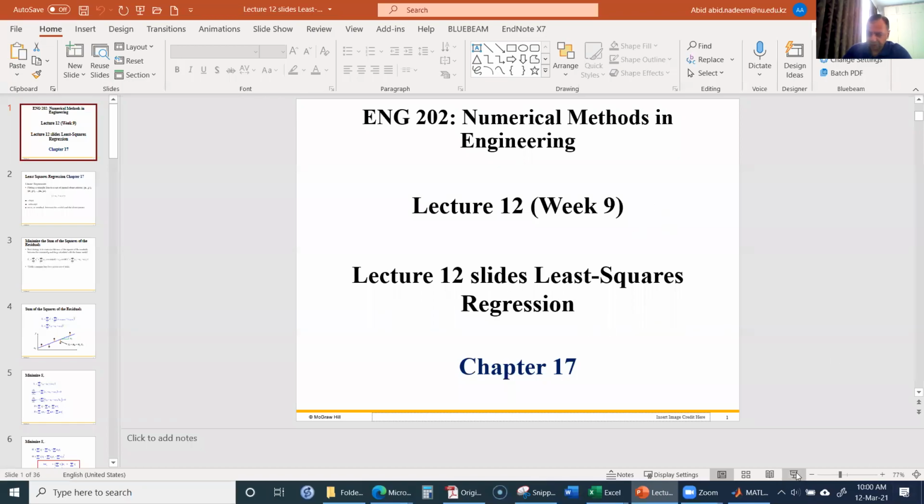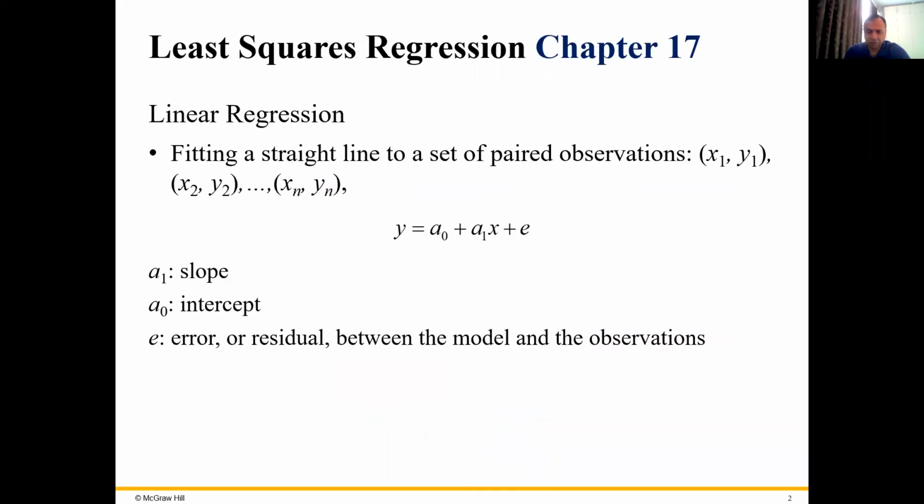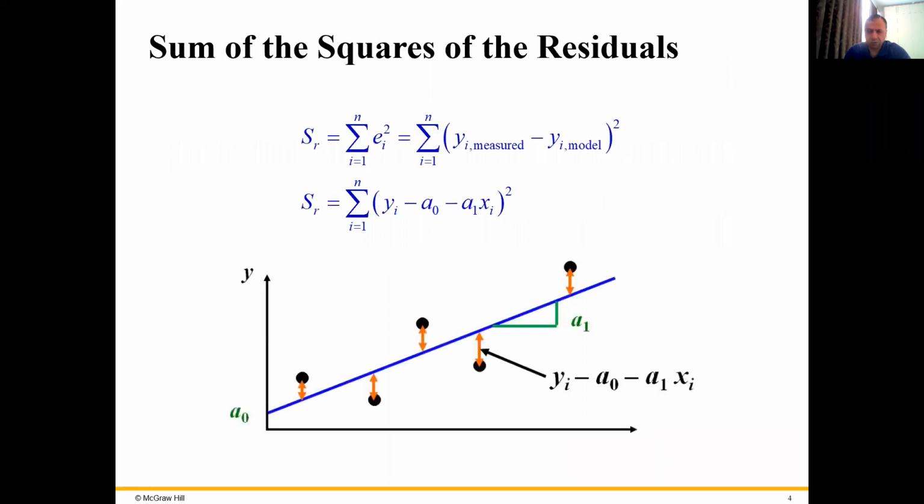So the topic is least squares regression. Last week we covered some part of that. We started from the linear regression, and we also looked at the main principle behind the linear regression, which is the sum of the least squares of the residuals. We have to minimize this sum.